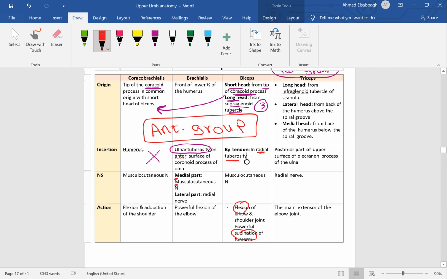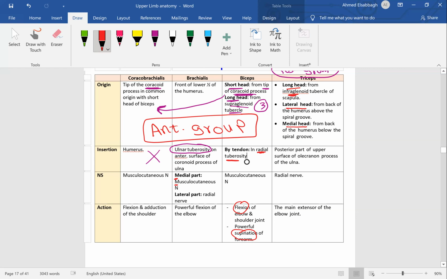Now with the posterior compartment, which is a single muscle, which is triceps. Triceps has three heads. The origin: it has three heads, long head, lateral head, and the medial head. The long head of biceps originates from the supraglenoid tubercle. The long head of triceps originates from the infraglenoid tubercle.